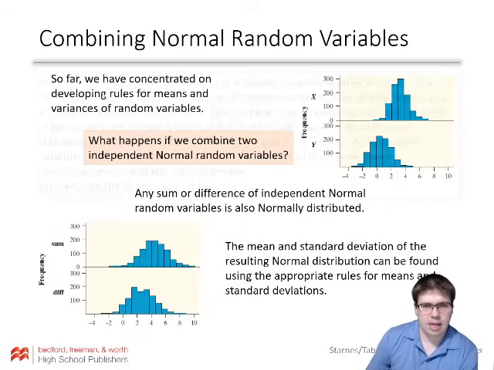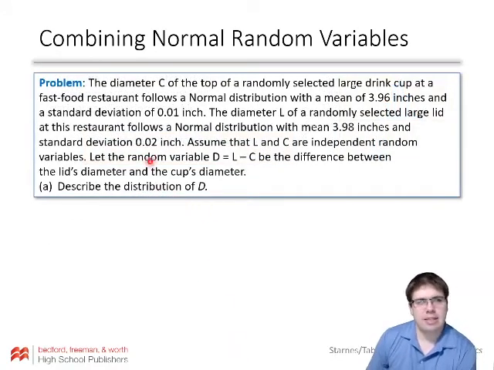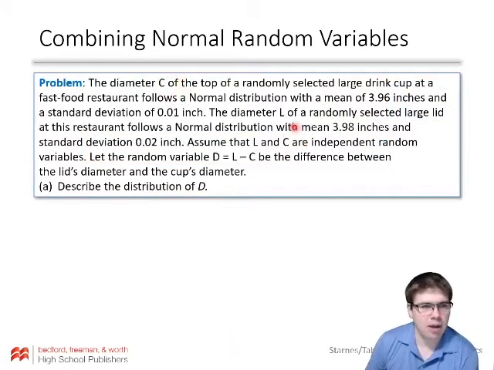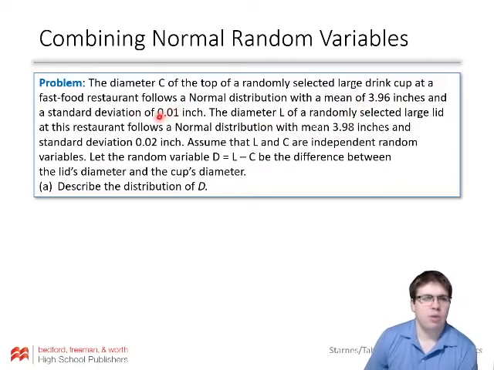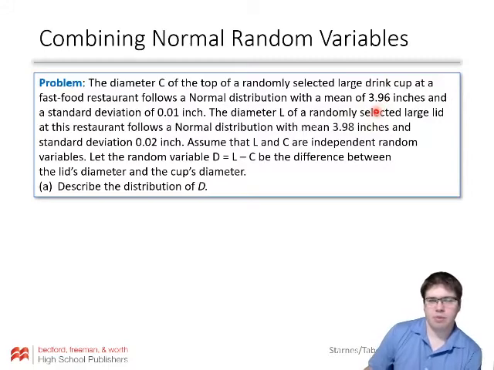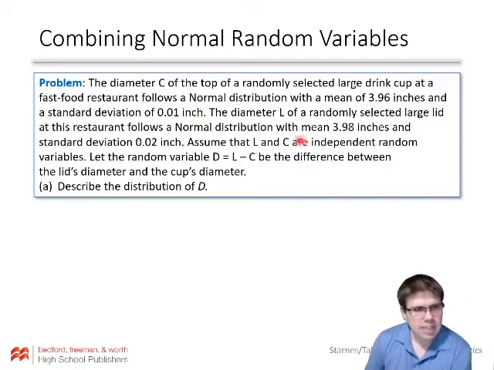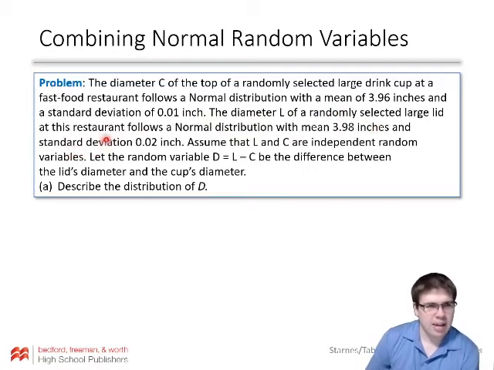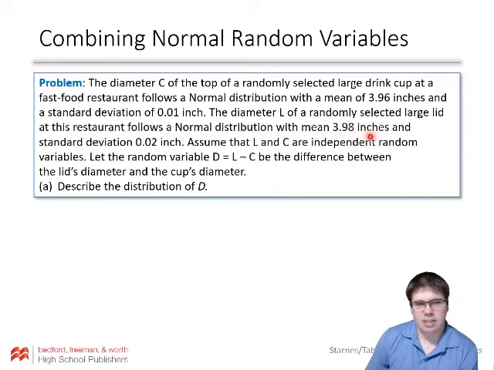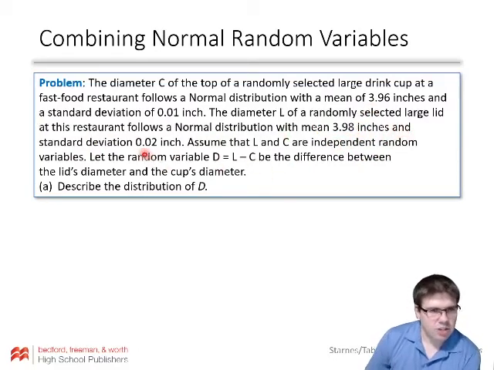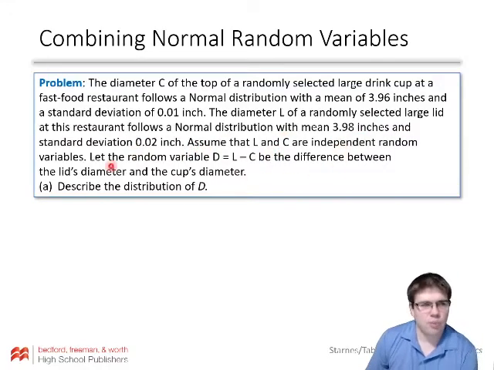So one last one here. The diameter C on the top of a randomly selected large drink cup at a fast food restaurant follows a normal distribution with a mean of 3.96 inches and a standard deviation of 0.1 inch. The diameter of a randomly selected large lid at this restaurant follows a mean of 3.98 inches. The lids are a little bit bigger than the cups, so I guess, yeah. And the standard deviation of 0.2 inch.